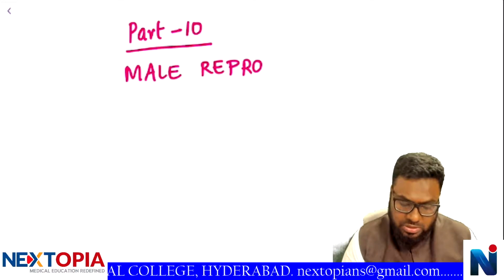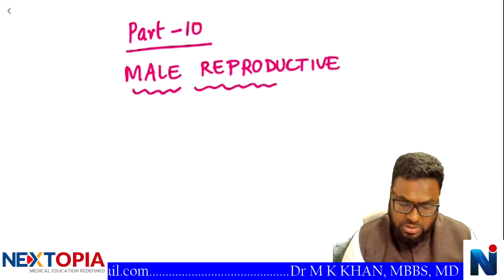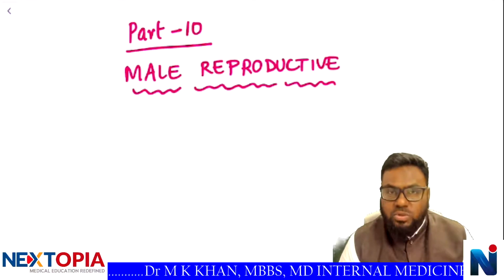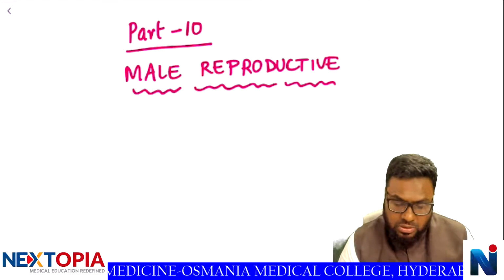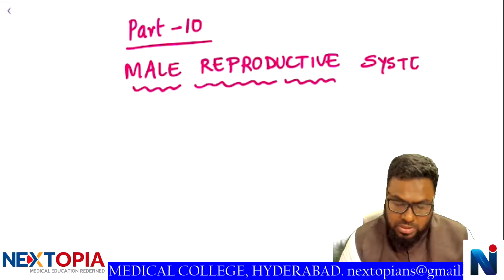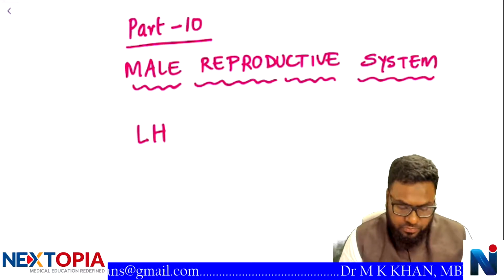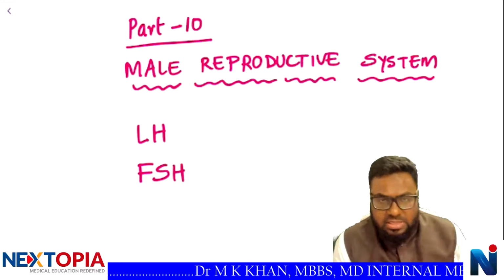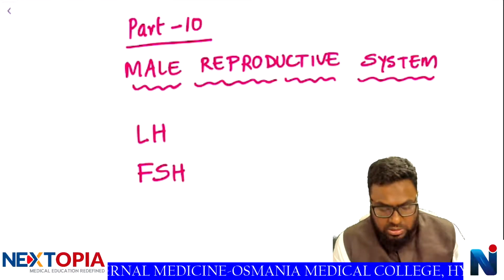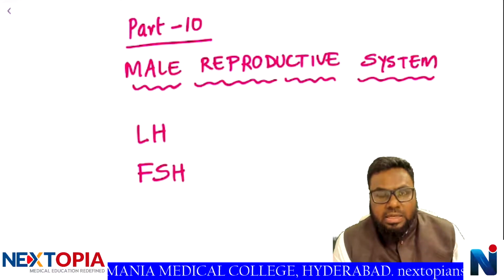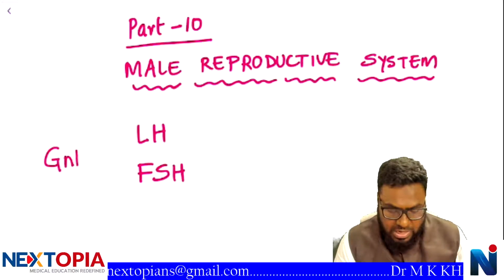Understanding the male reproductive system helps us to understand important physiological concepts, and also helps us to understand the diagnosis of infertility, especially in males. The male reproductive system is governed by three important hormones: LH and FSH, the luteinizing hormone and the follicle stimulating hormone. It has an indirect role. Who controls these two hormones is gonadotropin releasing hormone.